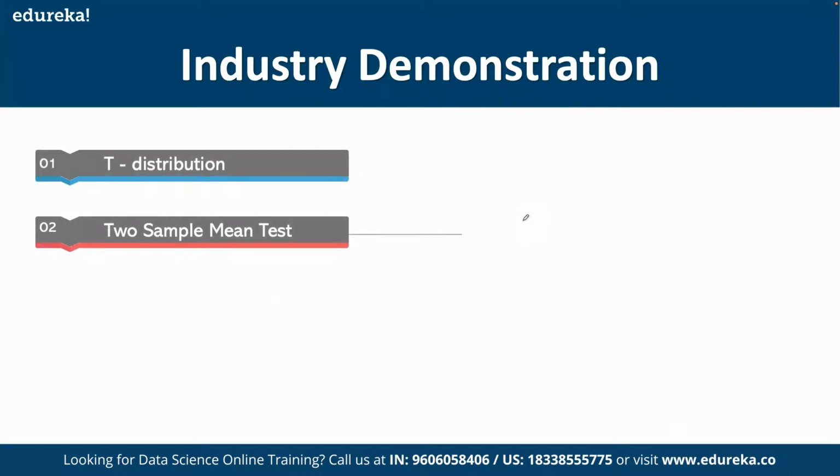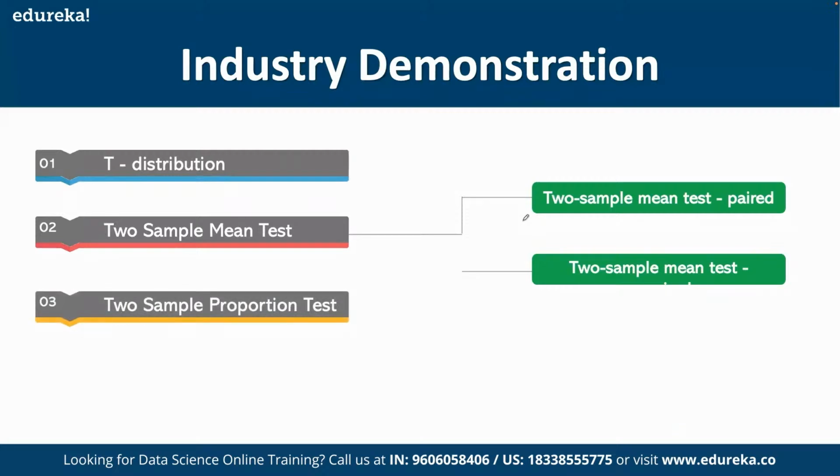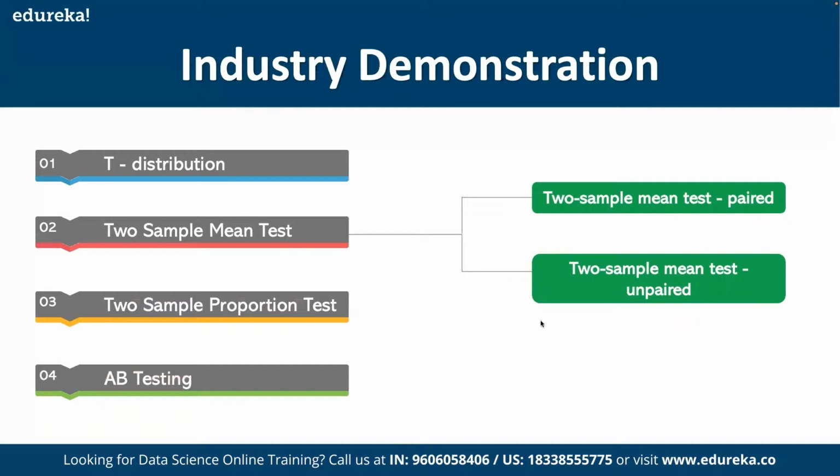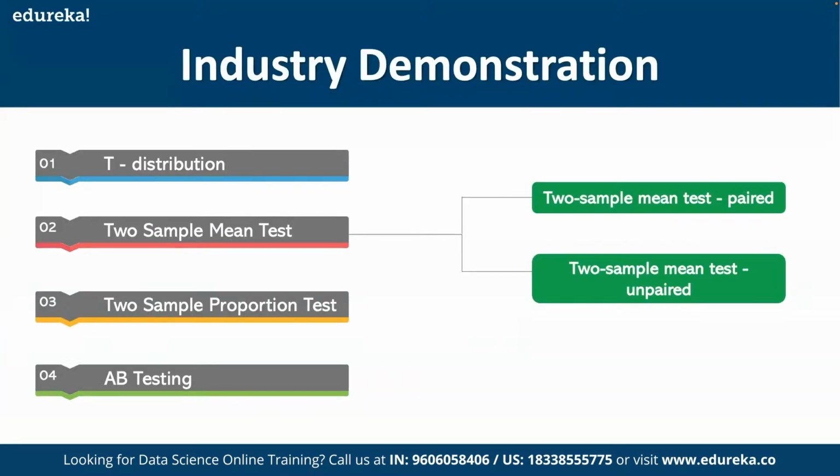Under this two sample mean test, we've got the two sample paired test and the two sample independent test. Let me show you what that would mean. Under the two sample test, we've got paired and unpaired, or independent. This is another kind of testing that we have, and we've also got the two sample proportion test and the A/B test. These are the various hypothesis tests available in statistics which we can apply on a data set.